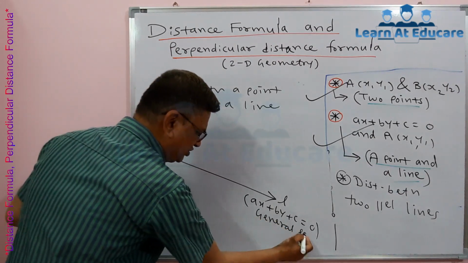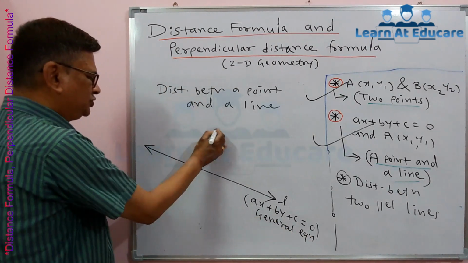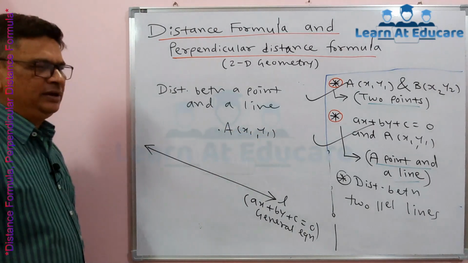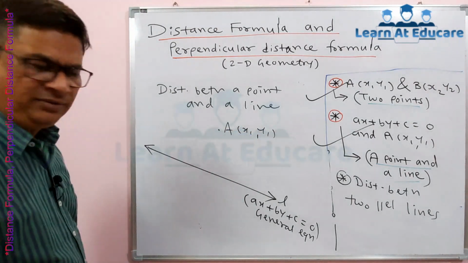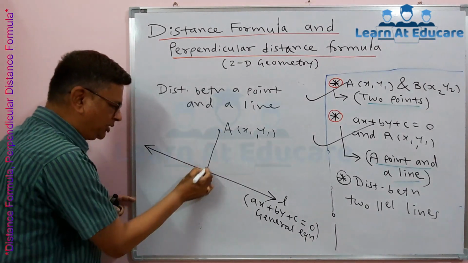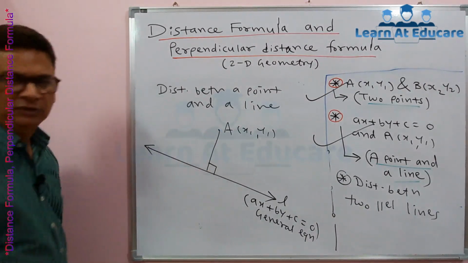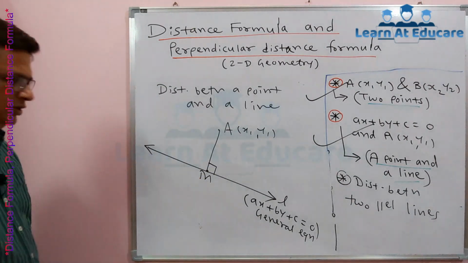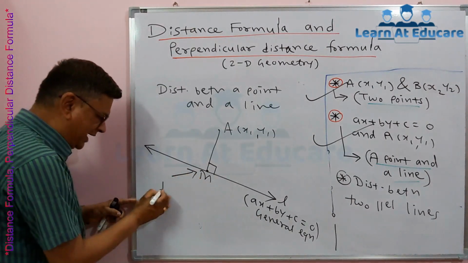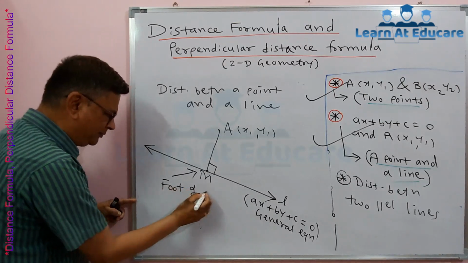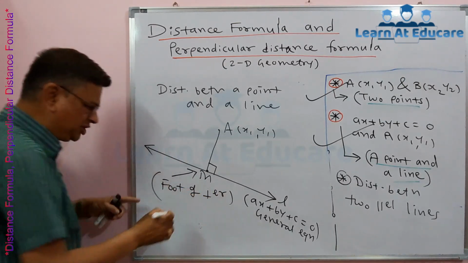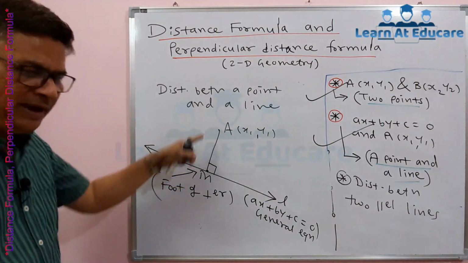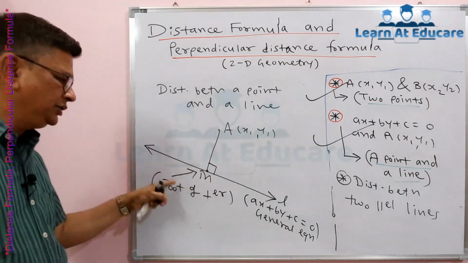So this is the general equation of a line, and suppose we have some point A with coordinates x1, y1. Now what is the perpendicular distance here? For that purpose we need to draw a perpendicular. Suppose AM is drawn perpendicular, then point M is called the foot of the perpendicular. So what is the foot of the perpendicular? It is the point of intersection of the perpendicular drawn from a point to a line.